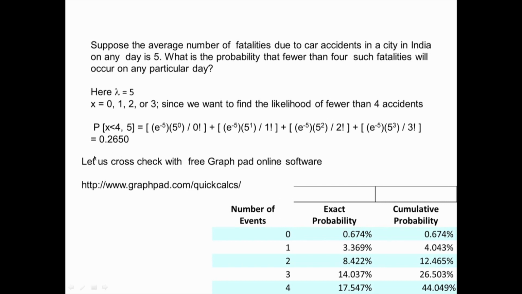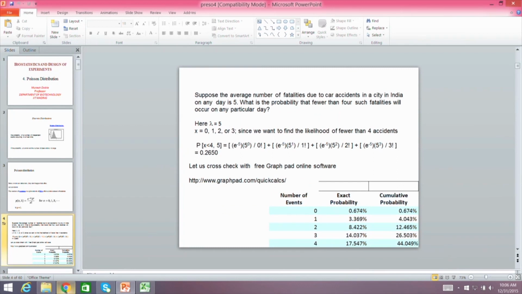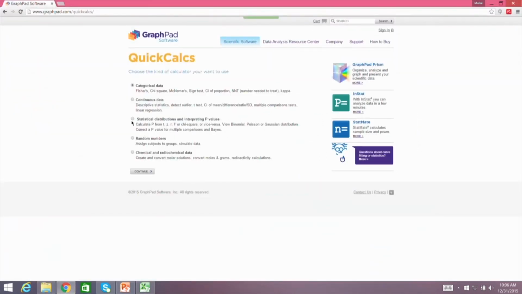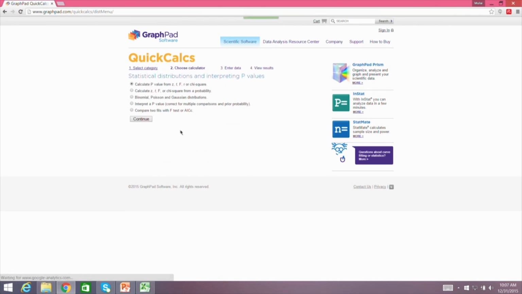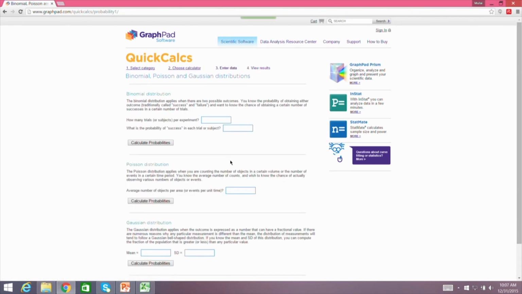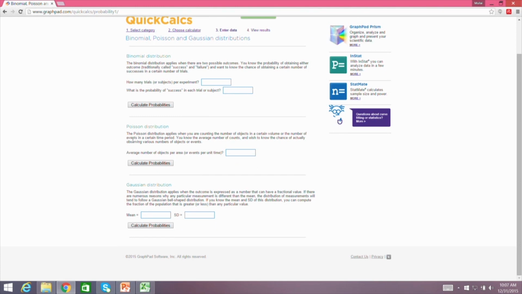Okay. So let us use the GraphPad software. So as you can see, it tells you that we can use binomial, Poisson and so on. So we use this, then go forward. Okay. Then this is the one, we again use this and go forward. So we have here it says Poisson distribution. So average number of objects, that means on an average they have seen 5 fatalities on any particular day in that city. Okay. So we put 5 and then we calculate the probability.